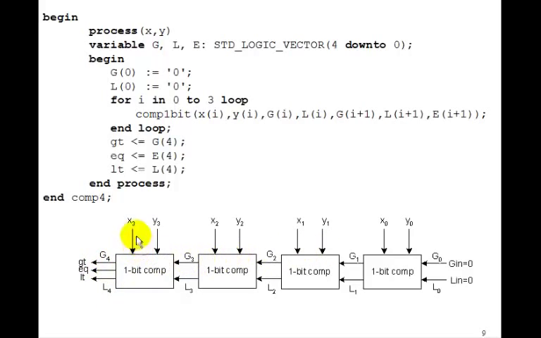Well, we've made all four of them now, so greater than is just going to be G4, the equal is the E4, and less than is the L4. So that's it. We've made this 4-bit comparator using this procedure, comp 1 bit, that we just called 4 times.